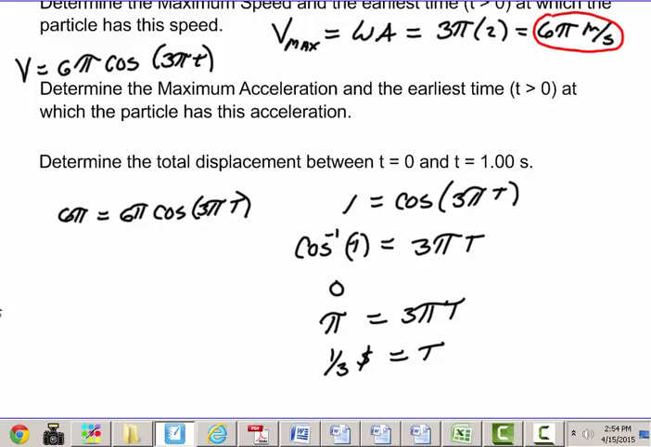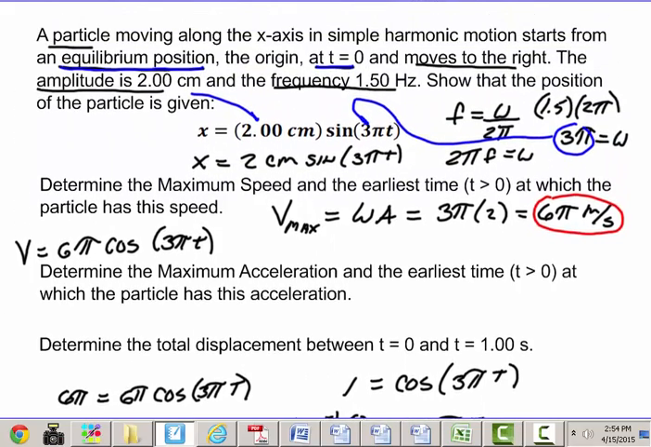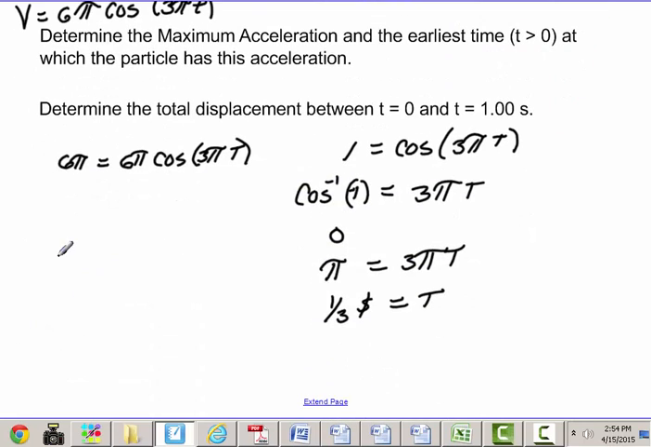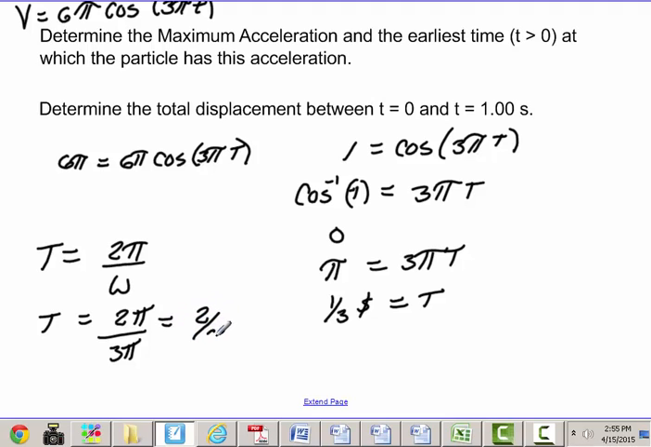Now let's go back and think about the period for 1 second, and this I think is going to help explain something. We know that period is equal to 2 pi over omega. Now we've defined omega as 3 pi, right? So t is equal to 2 pi divided by 3 pi, which will give me 2/3 of a second.